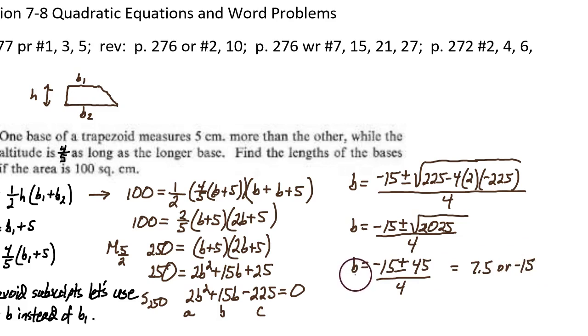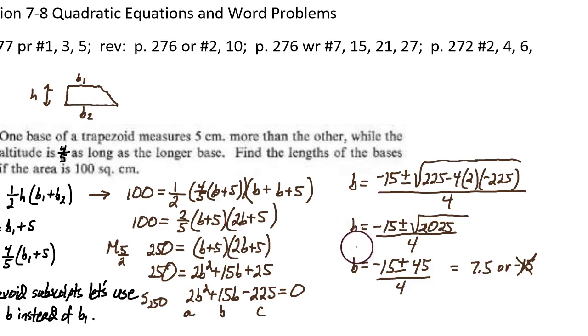Now let's think about what the letter B was representing. It was representing the length of one of the bases. Does it make sense that a base of a trapezoid can be negative 15 units long? No, lengths cannot be negative numbers. So we have to cross that one out and use 7.5 for the length of that base.